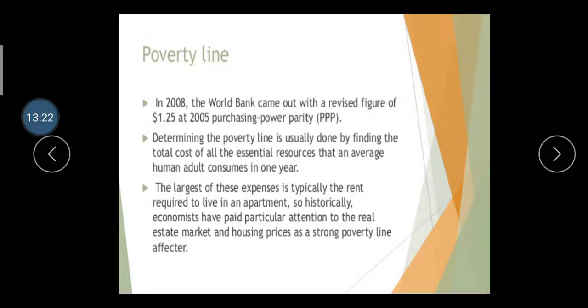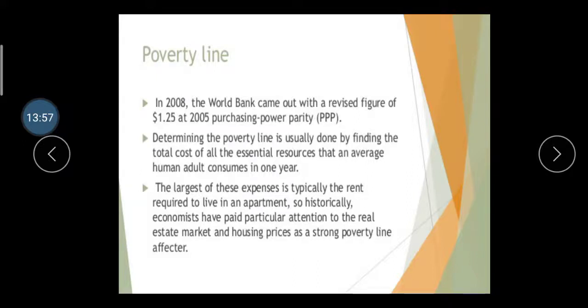Then in 2008, the World Bank came out with a revised figure: if a person cannot earn $1.25 at 2005 purchasing power parity, PPP meaning purchasing power parity, they are considered poor. Determining this poverty line is usually done by finding the total cost of all the necessary resources that an average human adult has to consume in one day.